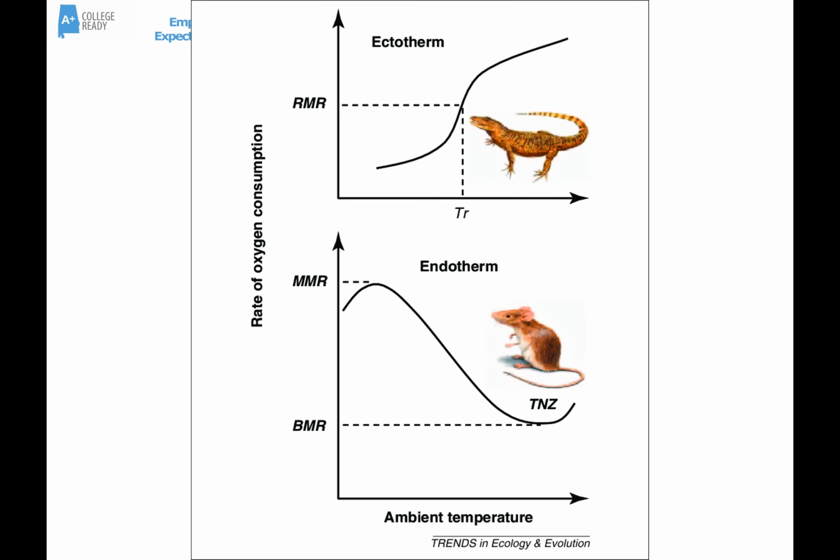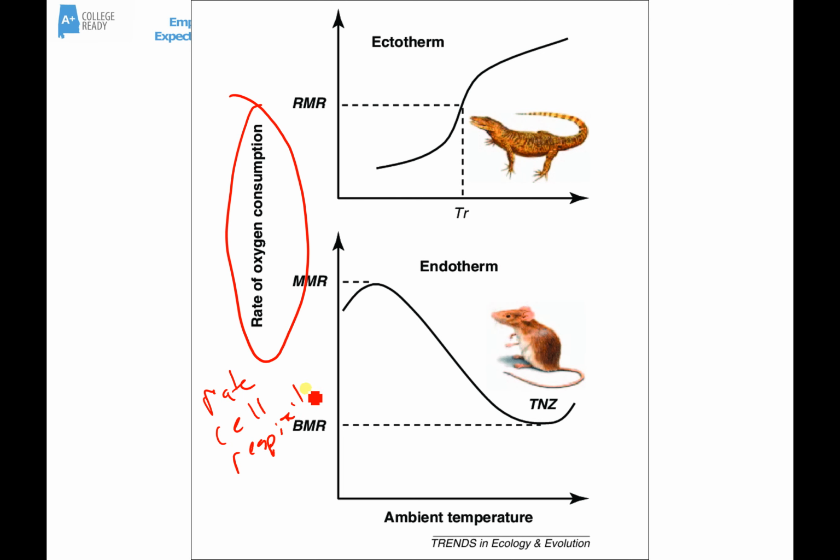So here we're seeing a comparison of the rate of oxygen consumption, which is essentially a way to measure the rate of cell respiration. And we're looking at what happens as outside temperature, or ambient temperature, increases. Notice as it increases in an ectotherm, a lizard, the rate of oxygen consumption goes up. Because if it's hotter on the outside, it's hotter inside this lizard, its metabolic rate happens faster.